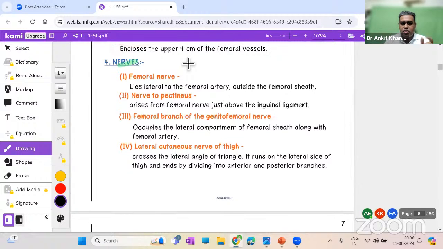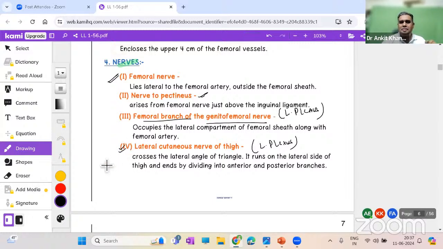This is one thing. Second thing over here is, what are the other nerves? Other nerves you can also write, like your femoral nerve, the main nerve. Then you have the nerve to pectineus, which comes from the femoral nerve only. Then you have the femoral branch of the genitofemoral nerve. It is actually coming from the lumbar plexus, and it is sensory in that femoral triangle area. And finally, you have another nerve coming from the lumbar plexus, that is a cutaneous nerve known as the lateral cutaneous nerve of thigh. Now, this nerve is important.